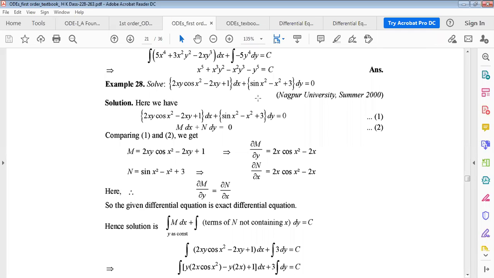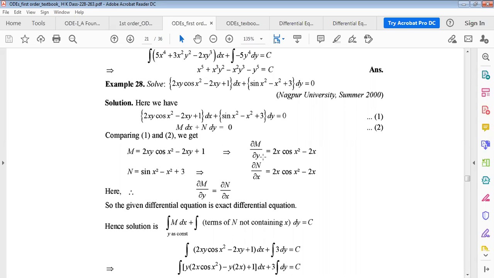Now how to solve this differential equation? Here we can arrange it as M dx + N dy = 0. Here M equals 2xy cos x² − 2xy + 1, and N equals sin x² − x² + 3.